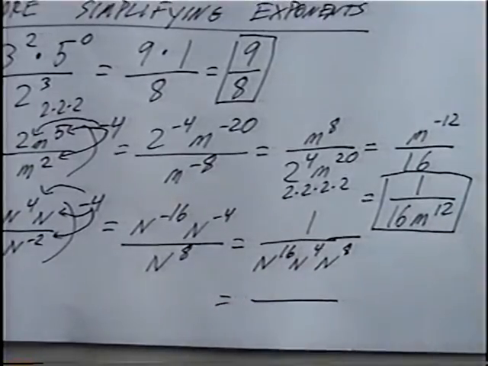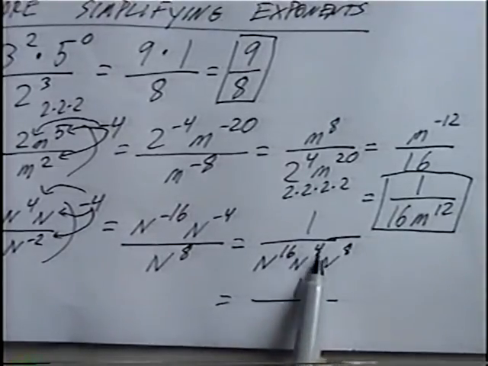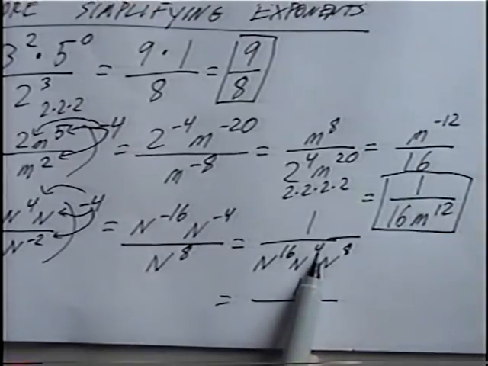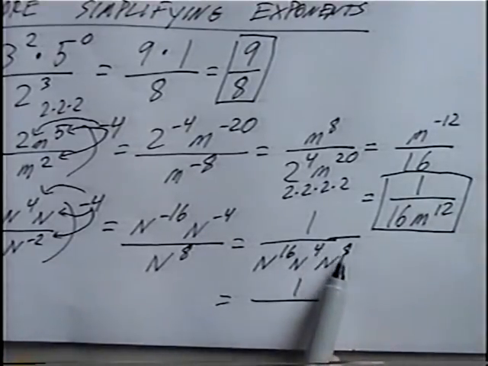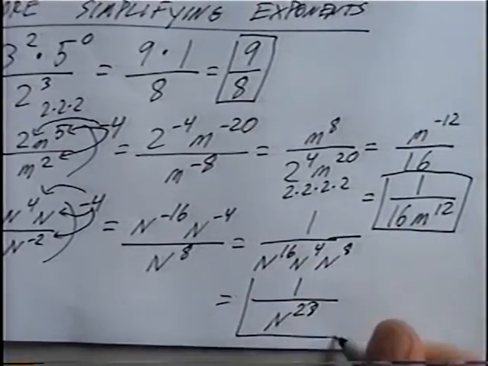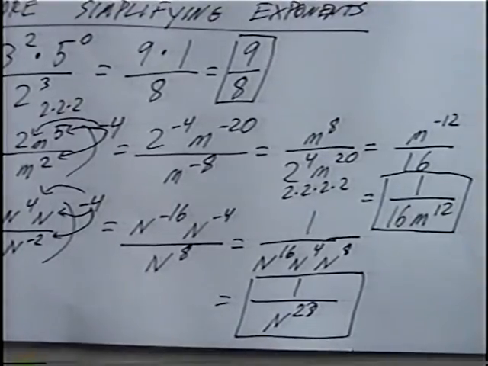Final answer, just combine all the n's. 1 is on top. If you're multiplying variables together, all the same variables, you can add the exponents. 16 plus 4 would be 20. 20 plus 8 would be 28. Final answer is 1 over n to the 28th.